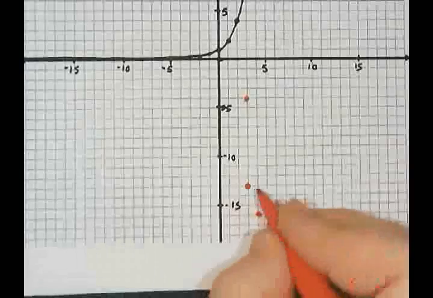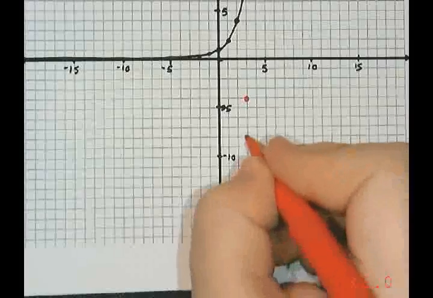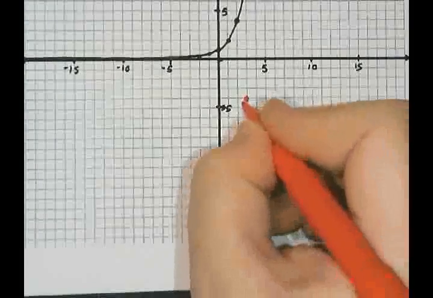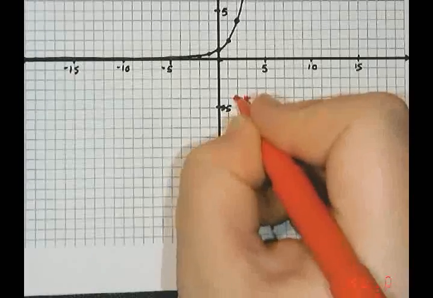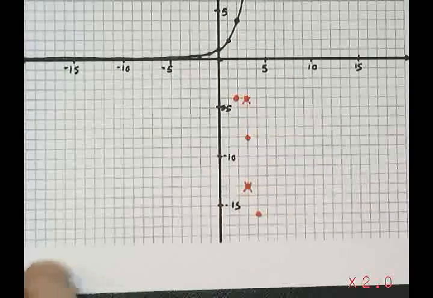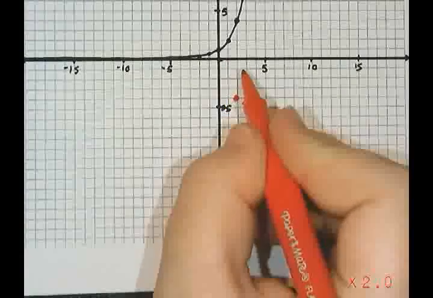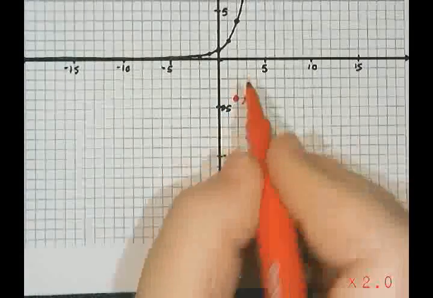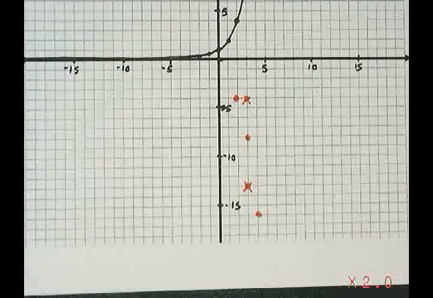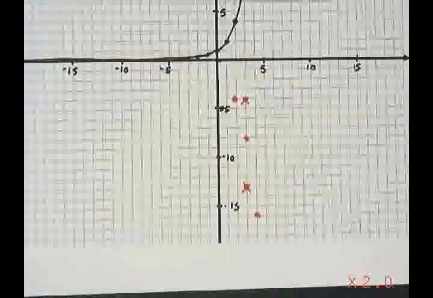Okay, I take it back. This is not negative 8. Negative 8 would be right there. Wow. Plotted a whole bunch of points wrong. All right, 2 and negative 2. Okay, I think I'm going to need to pick a different color because I think I made a lot of mistakes here. All right, so let's try one more time.